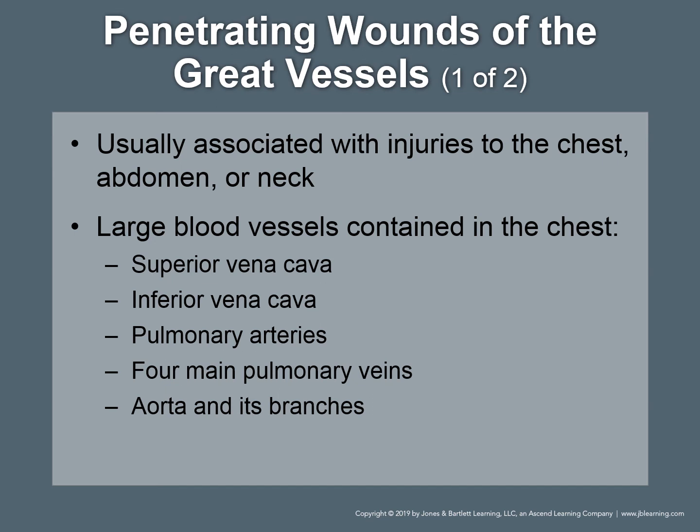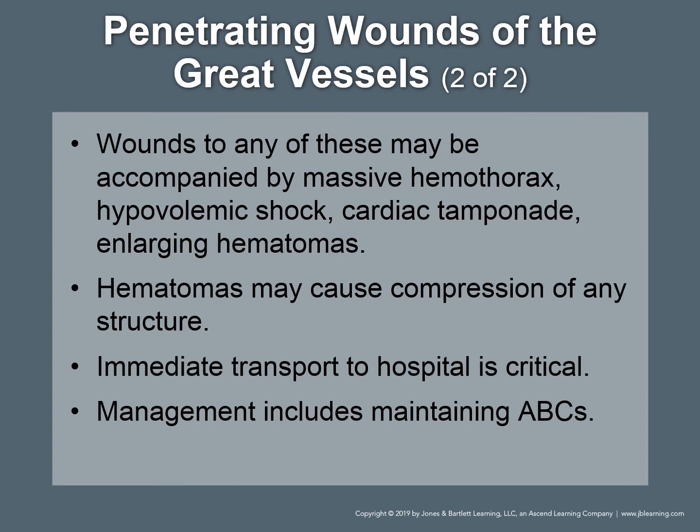And then you have the aorta and its branches. The carotid, the femoral arteries branch off of that aorta, and if you tear those, you're going to have massive internal bleeding, and everything below that point that feeds off of that artery is not going to be able to get blood. So wounds to any of these may be accompanied by massive hemothorax, hypovolemic shock, cardiac tamponade, and enlarging hematomas. Hematomas cause compression as that blood fills up that area. You get pressure on whatever organs are there.